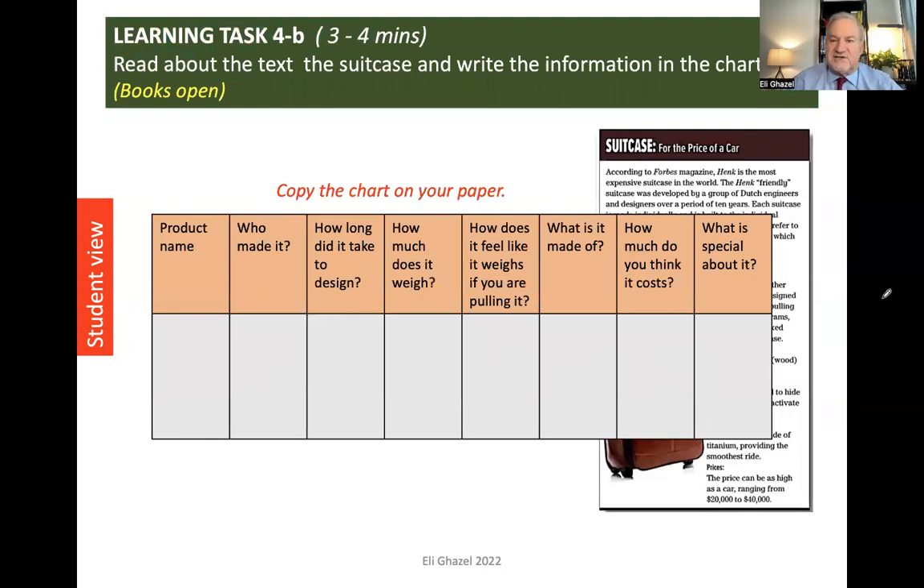Now, let's go to task 4B. Now we have the suitcase. Some of the answers here could be inferred. So again, what's the name of the product? Who made it? How long did it take to design? Etc. Give the students 3 to 4 minutes of their time.